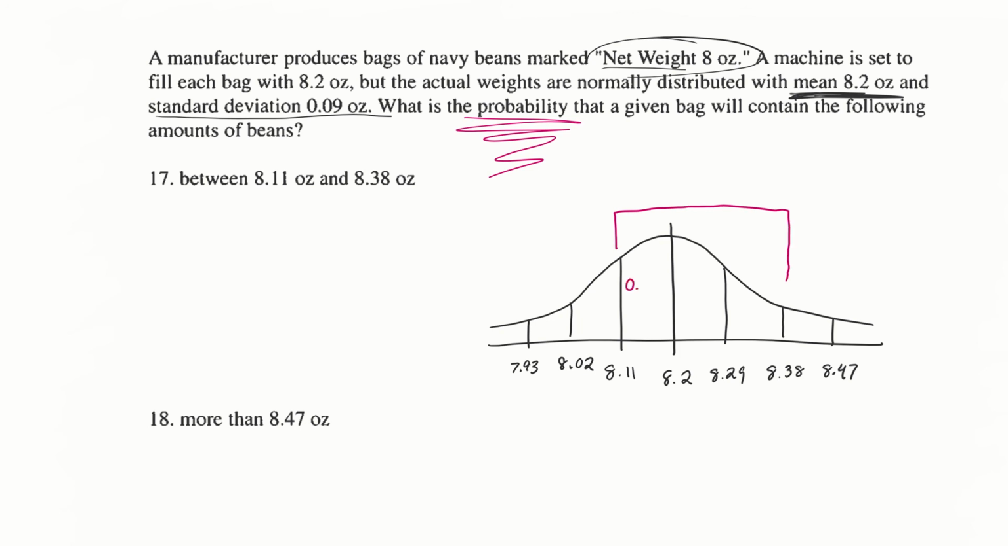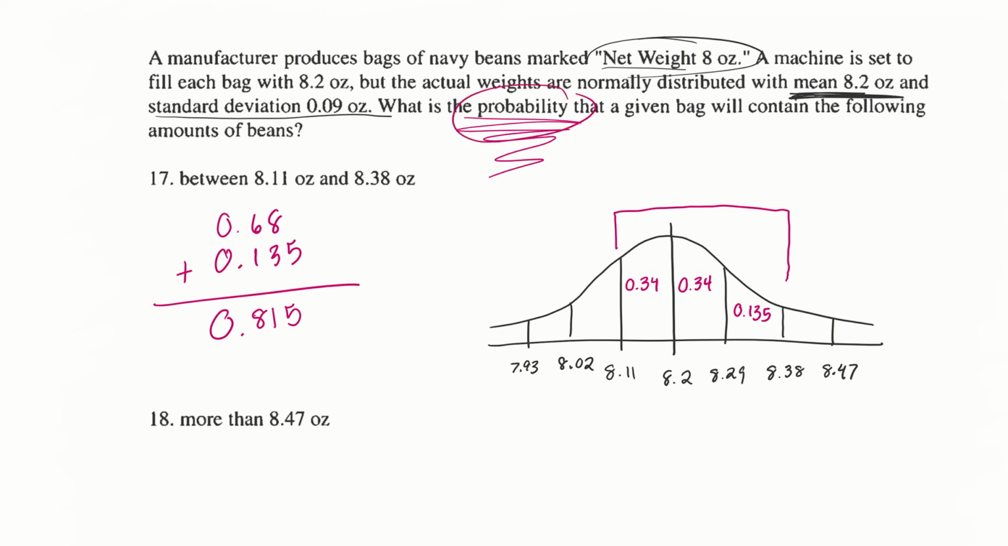If I remember, this is 34% or 0.34, and this is a 13.5. So, well, not a 13.5. It's going to be 0.135. All I need to do is add those together. So that is a 0.68 and a 0.135 added together. So that totals 0.815 or 81.5%, but it does say probability, so we're answering it as a decimal.